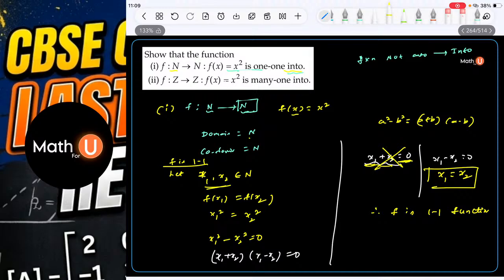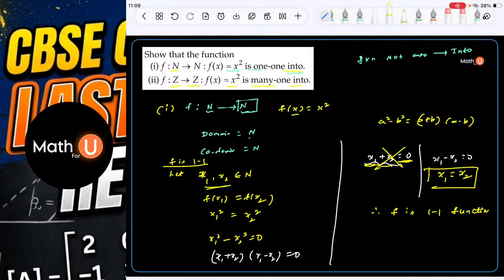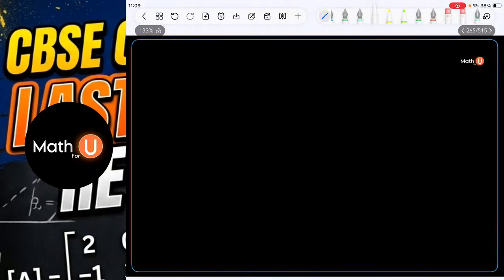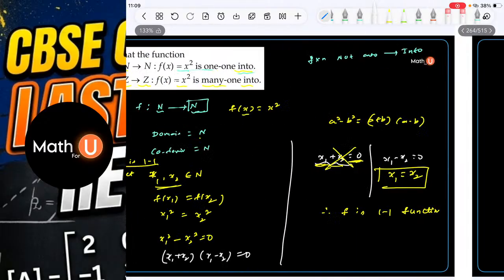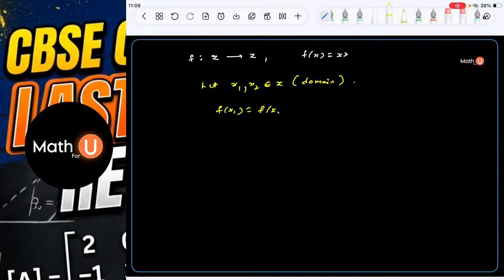Next, the second one is the same. You see, integers to integers are given. If it is integers to integers, it is not 1-1 and not onto also. Why? Because f is from integer to integer, and your function is x square. Let x1, x2 be any two values from the integer domain, then f of x1 is equal to f of x2, that is x1 square is equal to x2 square.